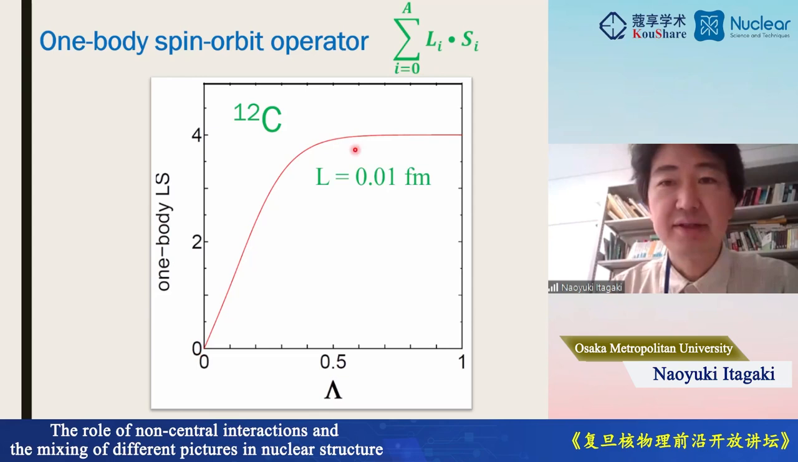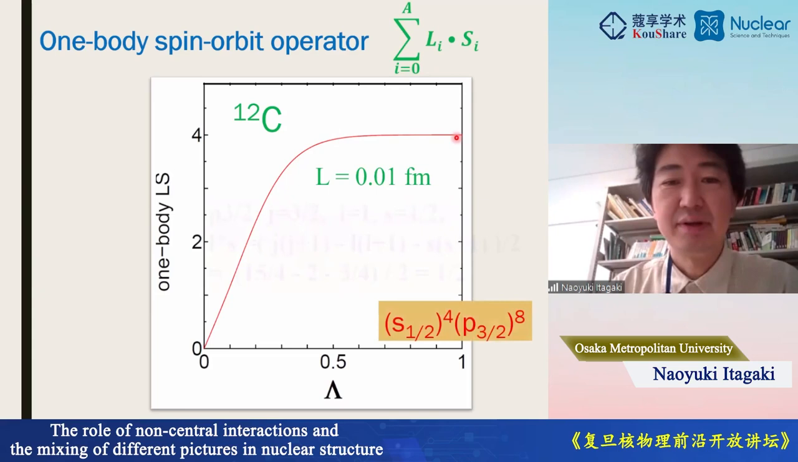And the summation is over all the nucleons. But if we set lambda equal to one, this value converges to four. And what is four? Four is a value that eight nucleons are in P3/2.